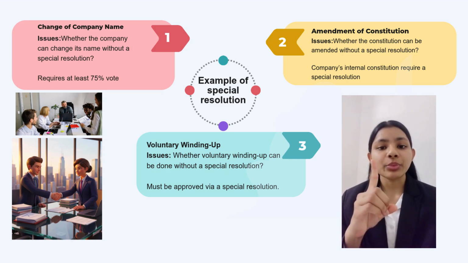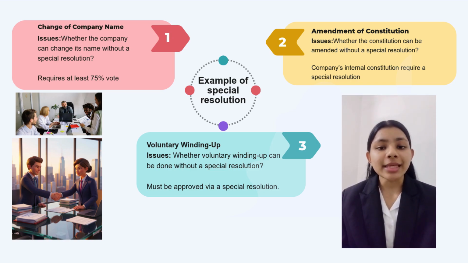Today I will be presenting about the example of special resolution. The first example will be change of company name. If a company intends to officially change its name, it must have at least 75% favorable vote from shareholders. The issue is whether the company can change its name without a special resolution. The answer will be no. It must be approved by a resolution with at least 75% votes under Companies Act 2016.